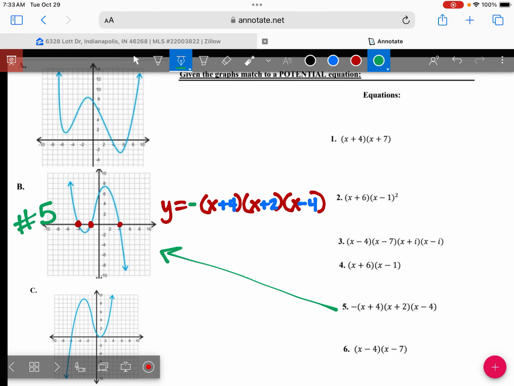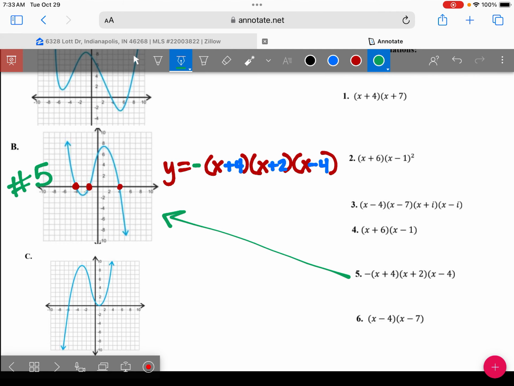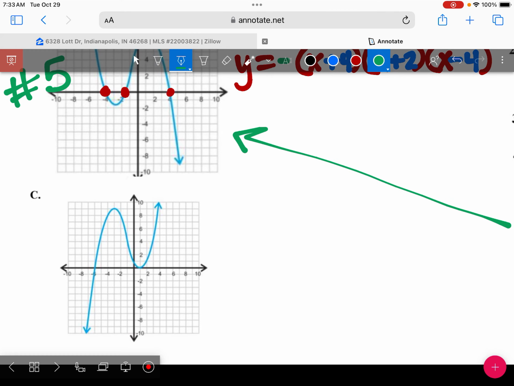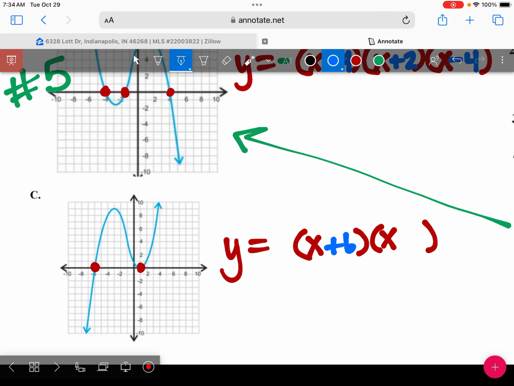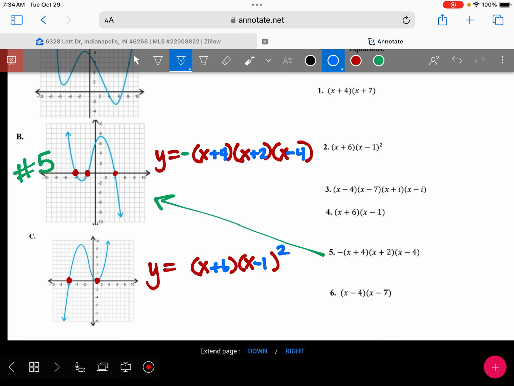For graph C, show me with your fingers. Which one did you use for graph C? All right, I see everybody saying 2, so let's look at 2. So we know it crosses twice, here and here, so we need 2 parentheses. Crosses at -6, so we need an equation with a +6. It bounces at +1, so we need a -1, and that needs to be squared. So does that match number 2? It does.